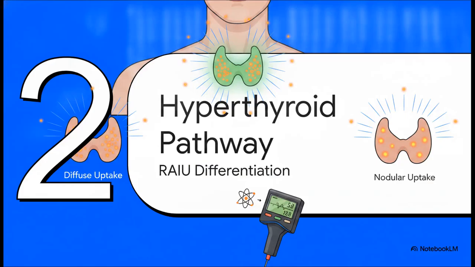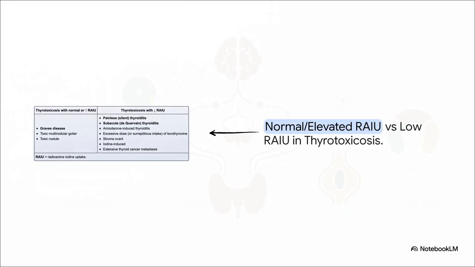Moving on to Section 2, let's look at the hyperthyroid pathway and radioactive iodine uptake differentiation. Radioactive iodine uptake, or RAIU, is brilliant because it neatly divides hormone overproduction from hormone leakage or exogenous intake. If the uptake is high or normal, the thyroid is actively churning out hormone. This points you straight to Graves' disease, toxic multinodular goiter, a toxic adenoma, or even functioning metastases.